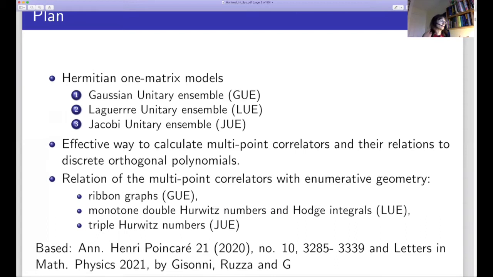So what do these multipoint correlators count? Regarding the Gaussian unitary ensemble, we all know that they count ribbon graphs. For the Laguerre unitary ensemble, we have monotone double Hurwitz numbers, and then I want to say something about an integral. And for the Jacobi unitary ensemble, we have triple Hurwitz numbers. As I said, this is joint work with Massimo Gisonni and Giulio Ruzza in these two papers. Just to have a quick flavor of what I am going to talk about.